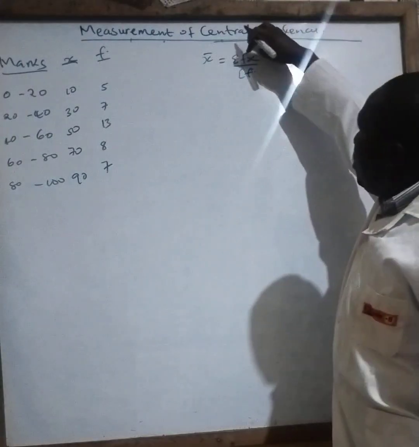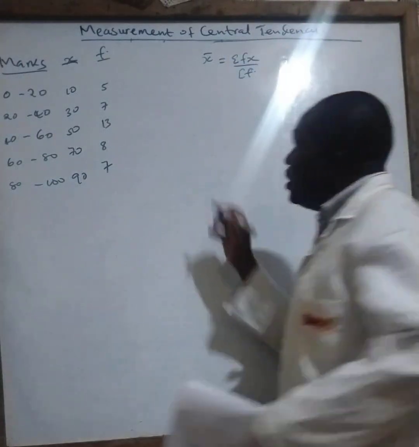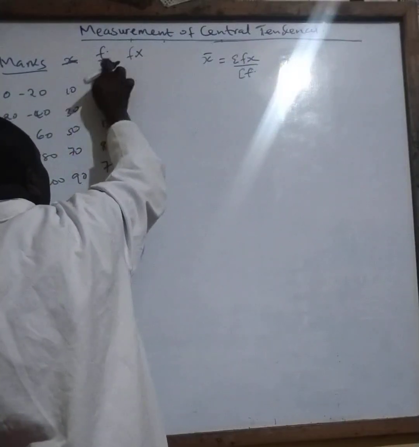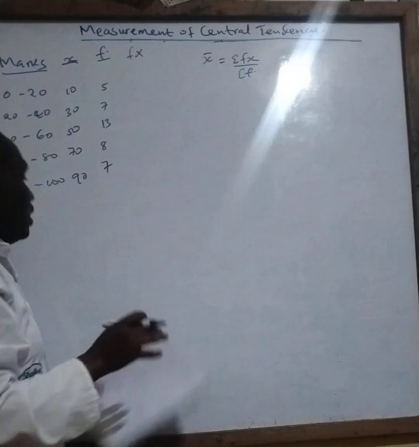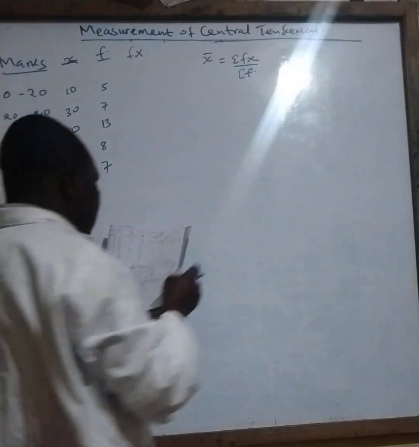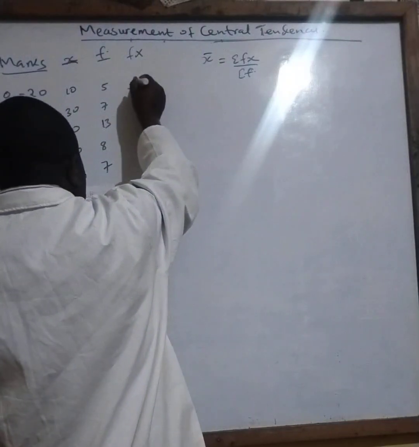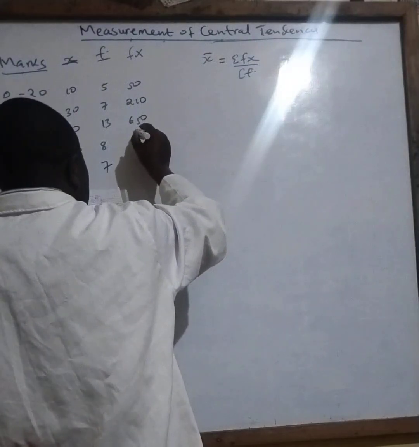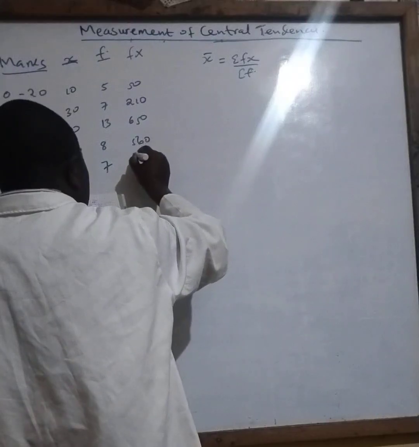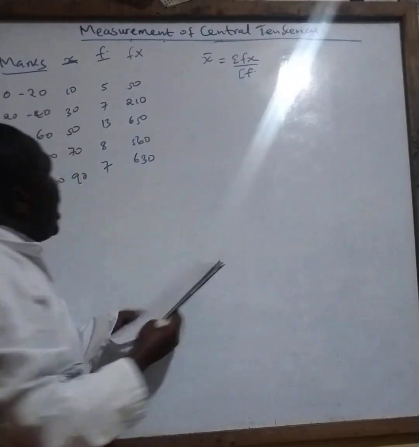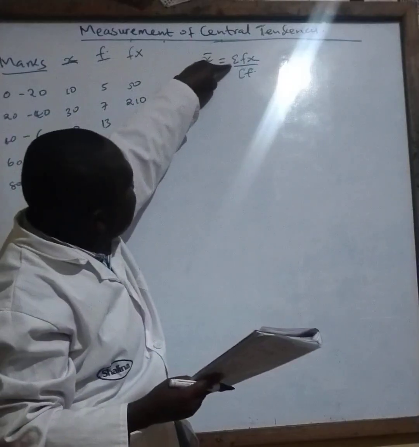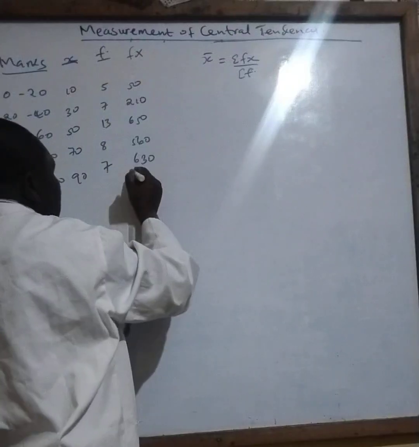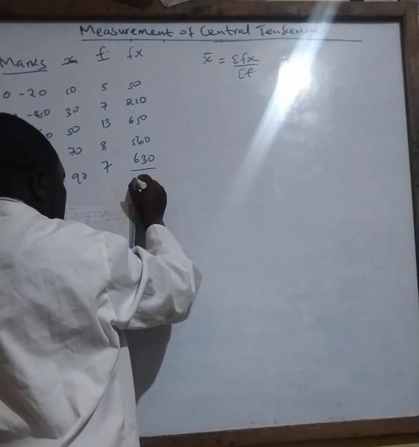For example, I need now fx. So I bring here fx, which means this times this times this times all these figures up to the end. So if you work out that, class, your answer you get is 50, 210, 650, 560, and 630. So I have fx. When I bring in this sign here, you see this sign here? This sign stands for summation. So it means I add this. So your answer is 2100.